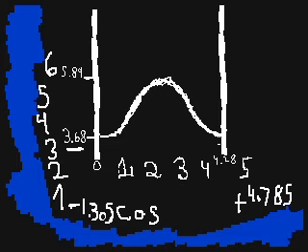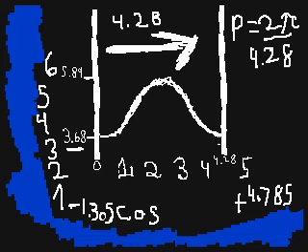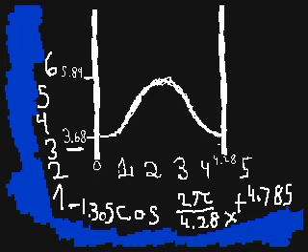So what's the shift? Well, that should be pretty simple. It starts from 0 and goes to 4.28, since that's when the 3DS ends. So the period equals 2 pi over 4.28.